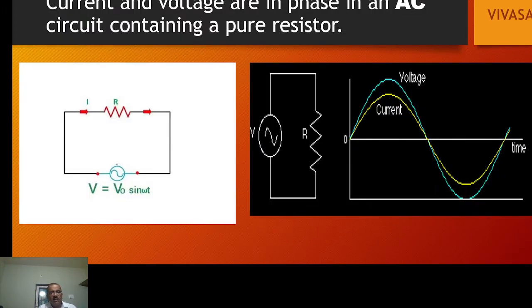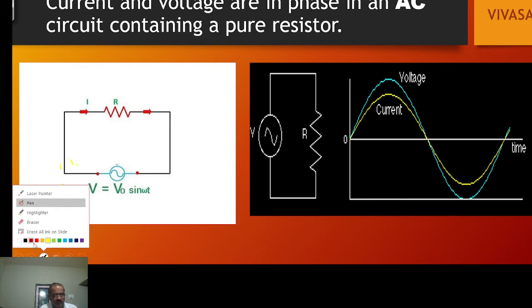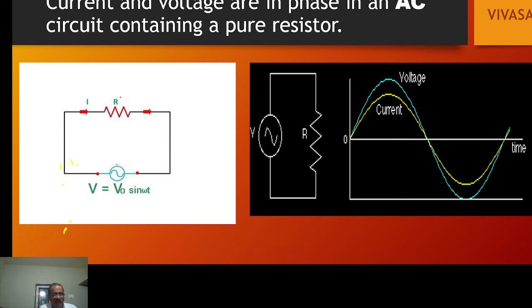The first circuit is called a resistive circuit. In this circuit we want to find that current and voltage are in phase. This is an AC circuit containing a pure resistor. This circuit consists of a component called resistance, R. The current flowing into the circuit is shown in red color.